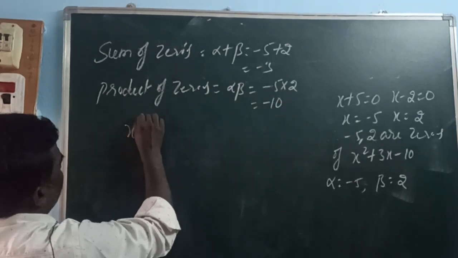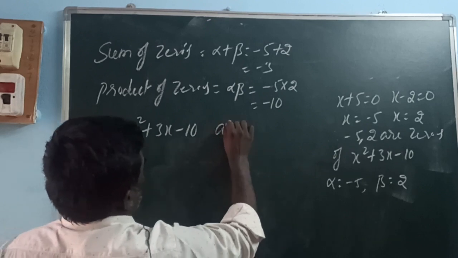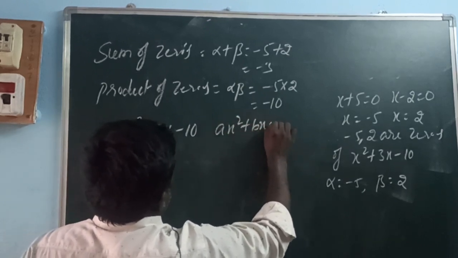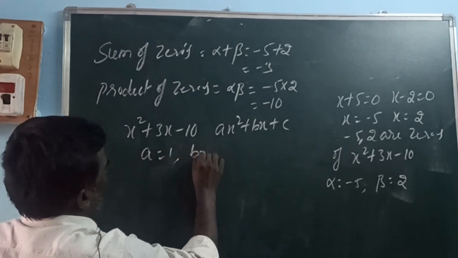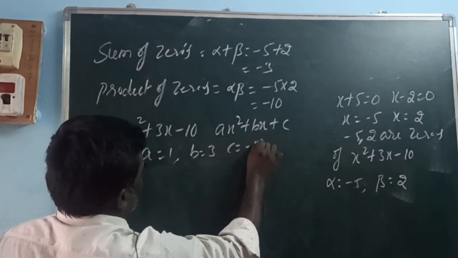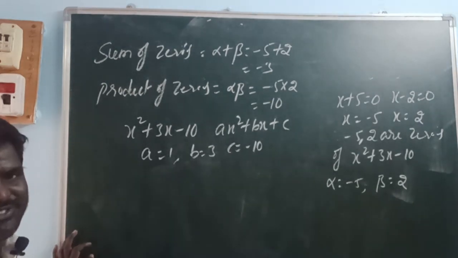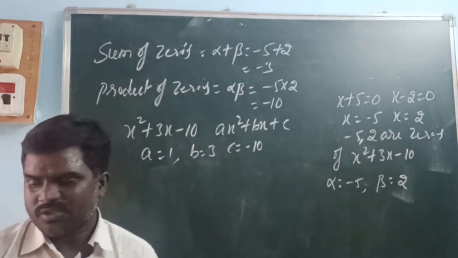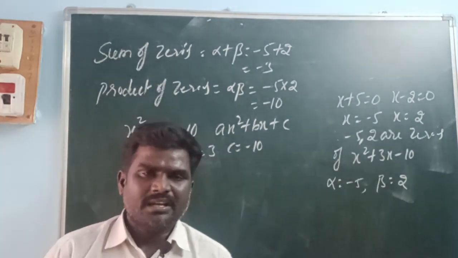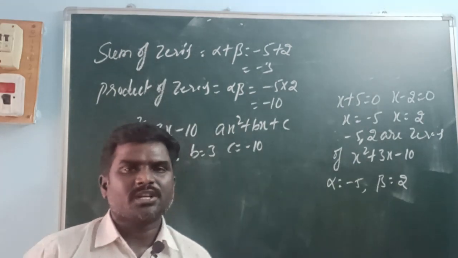So the given quadratic polynomial we can compare with ax square plus bx plus c. When comparing these two polynomials, a is equal to 1, b is equal to 3, c is equal to minus 10. So here we know the relation between zeros and coefficients: the sum of the zeros is equal to minus b by a, minus coefficient of x by coefficient of x square. Next, product of zeros alpha into beta is equal to c by a, constant by coefficient of x square.